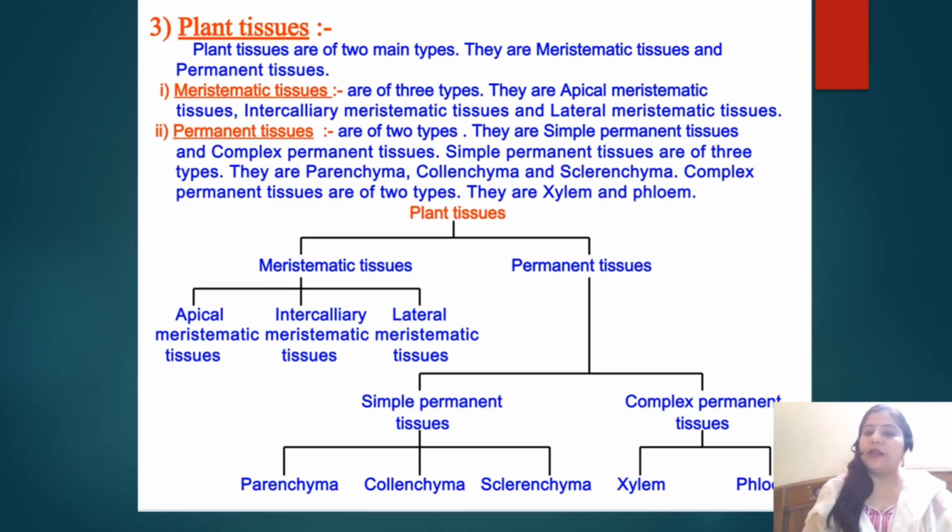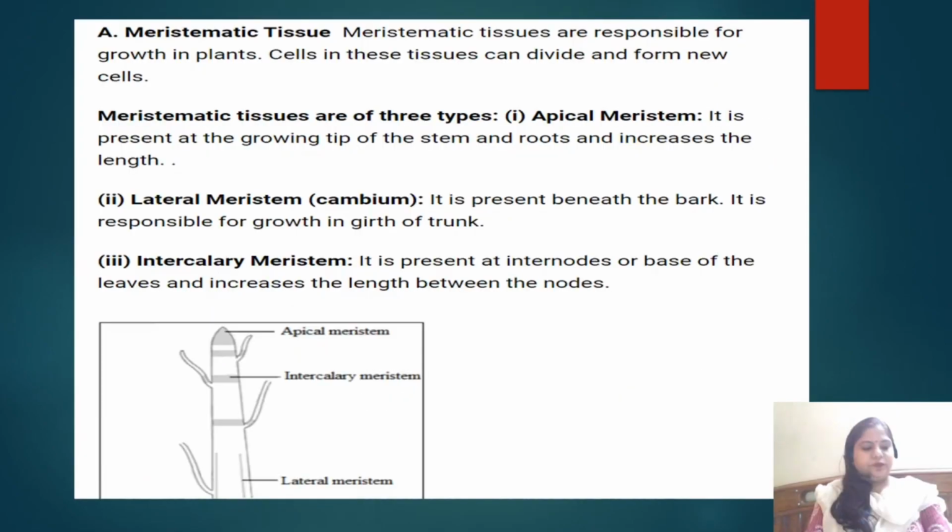Next, permanent tissues are basically the tissues which have lost the power of division. Now they have converted into permanent tissue. They are simple permanent tissue and complex permanent tissue, which have further classification, so we'll understand that.